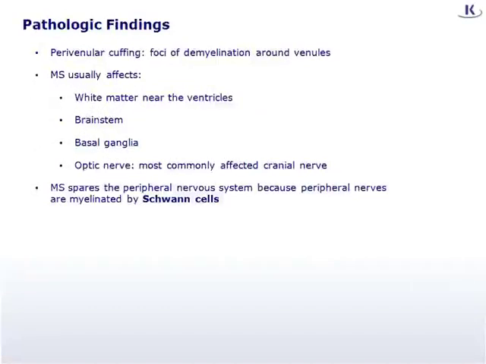On gross and microscopic examination, the foci of inflammation and demyelination are usually seen around venules, an arrangement known as perivenular cuffing. Multiple sclerosis usually affects the white matter of the brain near the ventricles, brainstem, and basal ganglia. The optic nerve is the most commonly affected cranial nerve in multiple sclerosis. It's important to note that multiple sclerosis spares the peripheral nervous system because peripheral nerves are myelinated by Schwann cells.